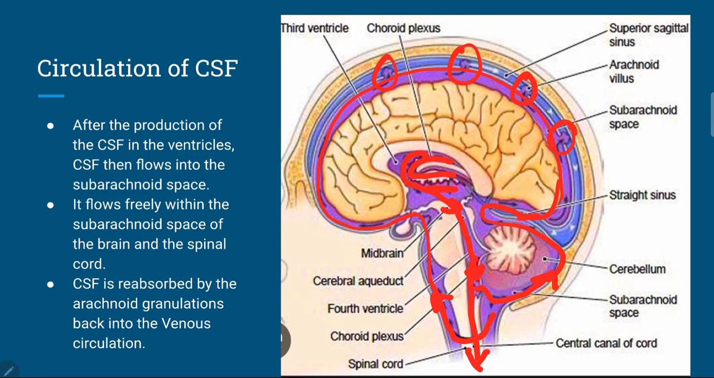Over here is the superior sagittal sinus, on top of it right here. So remember this. Again, CSF is produced in the ventricles, flows through different foramina into the subarachnoid space, and flows freely, which is very important. Within the subarachnoid space of the brain and spinal cord, CSF is reabsorbed by the arachnoid granulation back into the venous circulation, as I just explained.